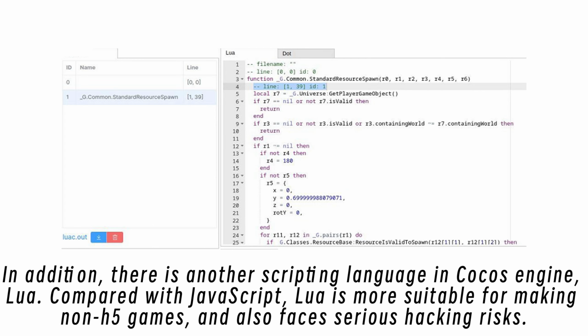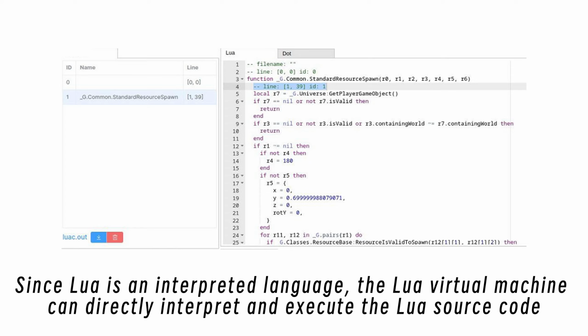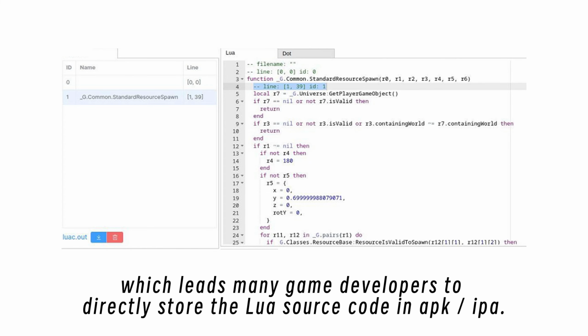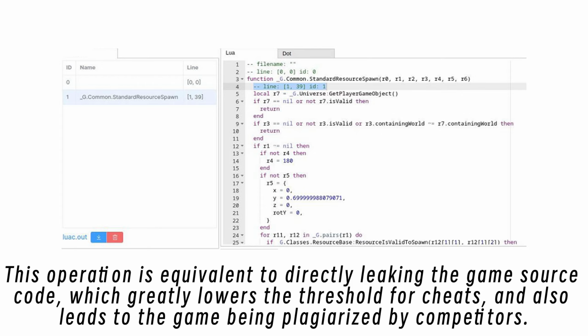In addition, there is another scripting language in Cocos engine, Lua. Compared with JavaScript, Lua is more suitable for making non-H5 games and also faces serious hacking risks. Since Lua is an interpreted language, the Lua virtual machine can directly interpret and execute the Lua source code, which leads many game developers to directly store the Lua source code in APK-IPA. This operation is equivalent to directly leaking the game source code, which greatly lowers the threshold for cheats and also leads to the game being plagiarized by competitors.